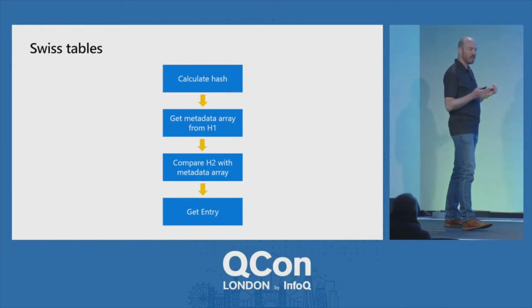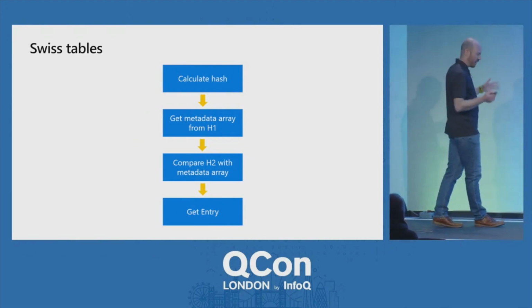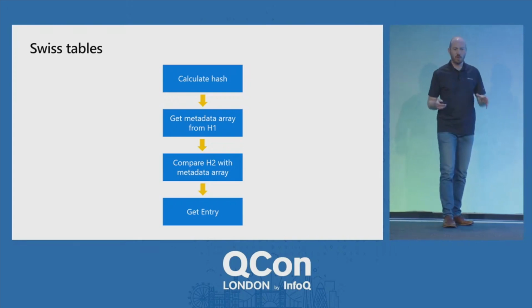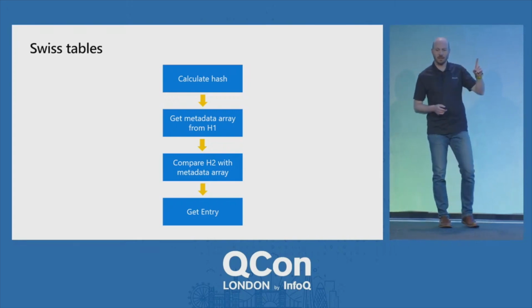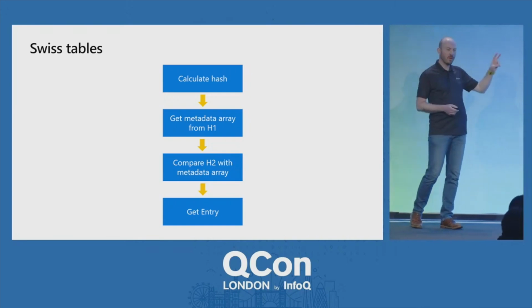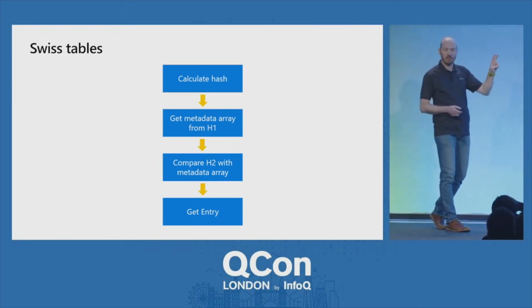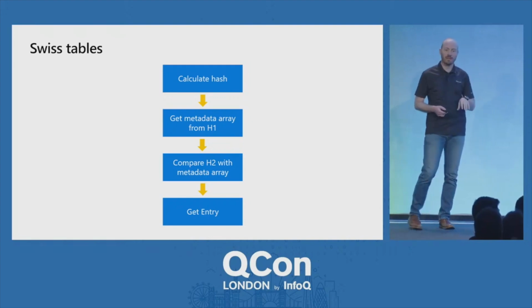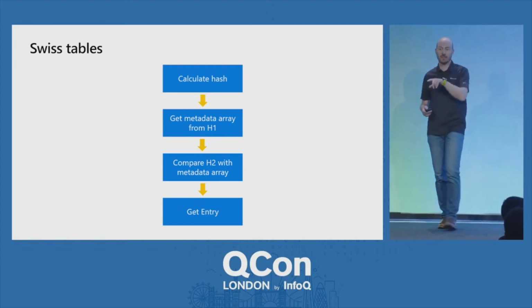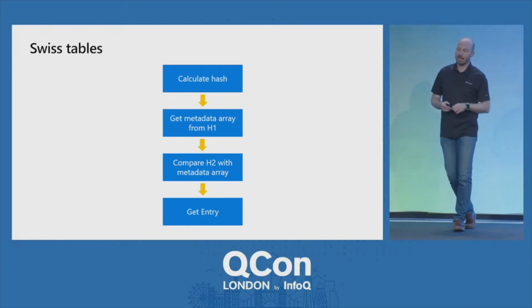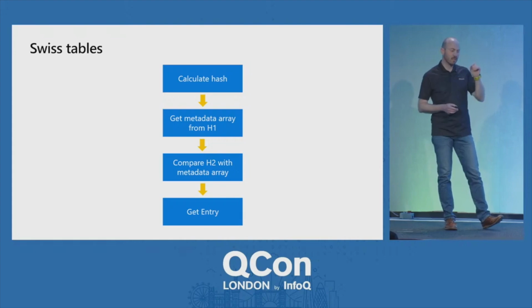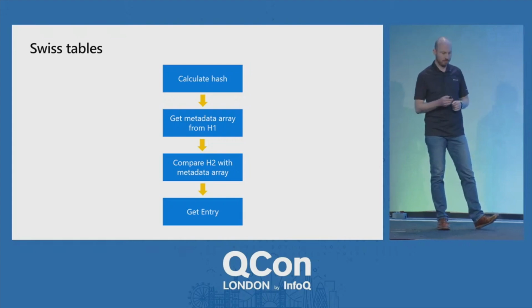So let's have a little look at what's going on, just kind of simplified, because I've gone very quickly through that. What we're doing here is, number one, we calculate a hash. Number two, we get the metadata array based on the value of H1. Number three, we go through that metadata array, comparing the H2 hash value with the different metadata values. And then depending on which one matches, we jump straight to the entry.